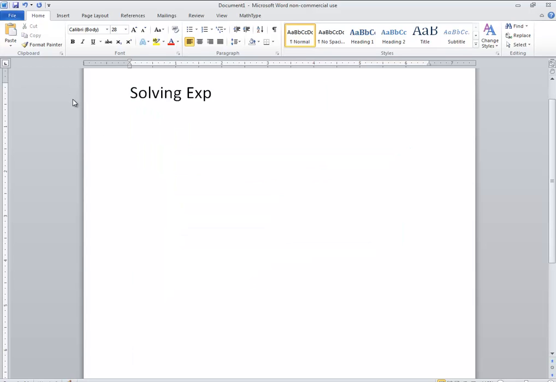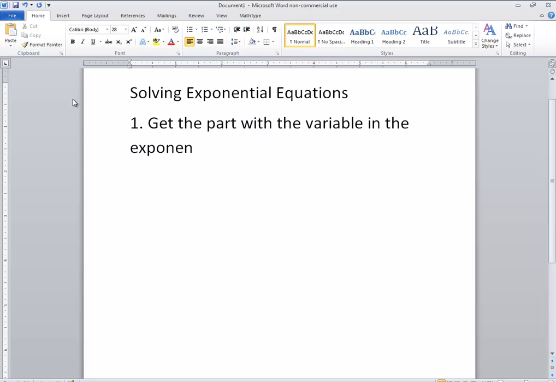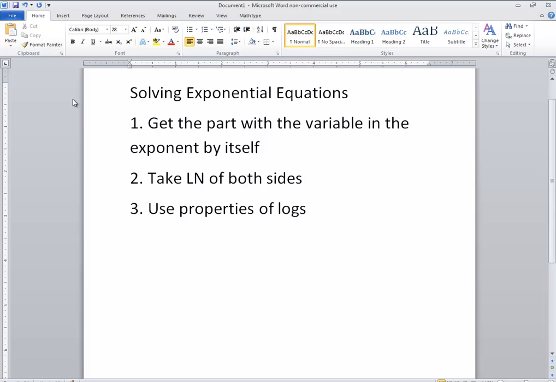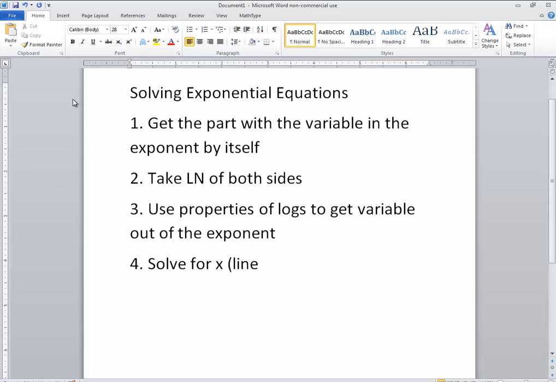So, solving exponential equations. Our first step, get the part with the variable and the exponent by itself. Step 2, take natural log of both sides. Step 3, use properties of logs to get the variable out of the exponent. Step 4, solve for x. Now this will be linear, quadratic, or rational.